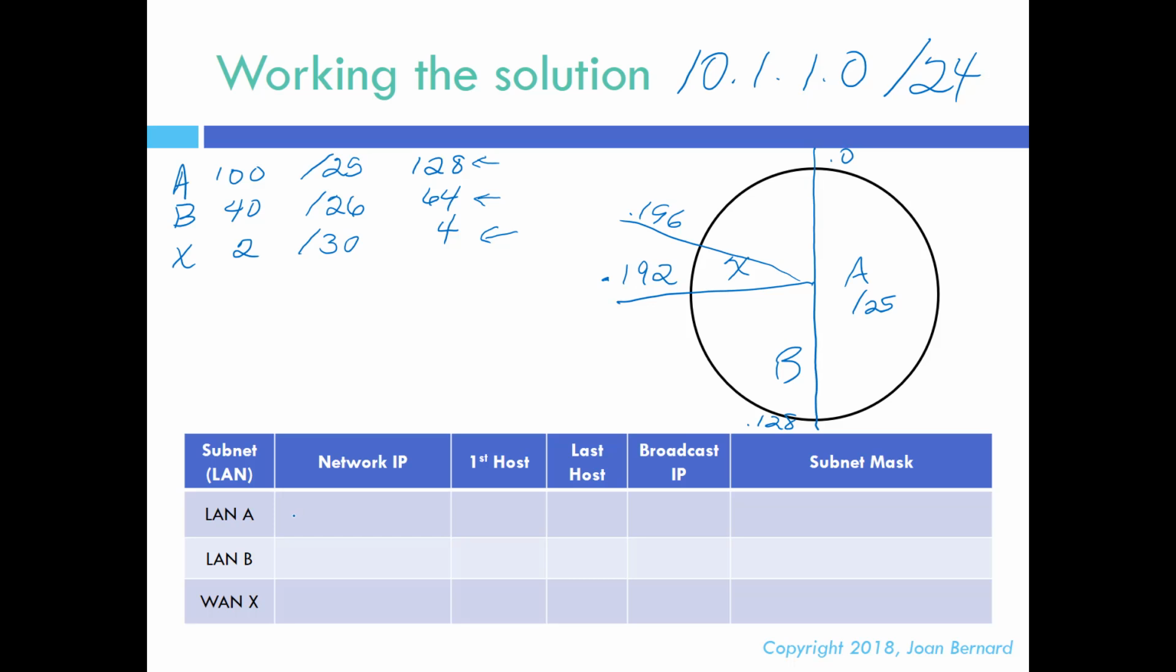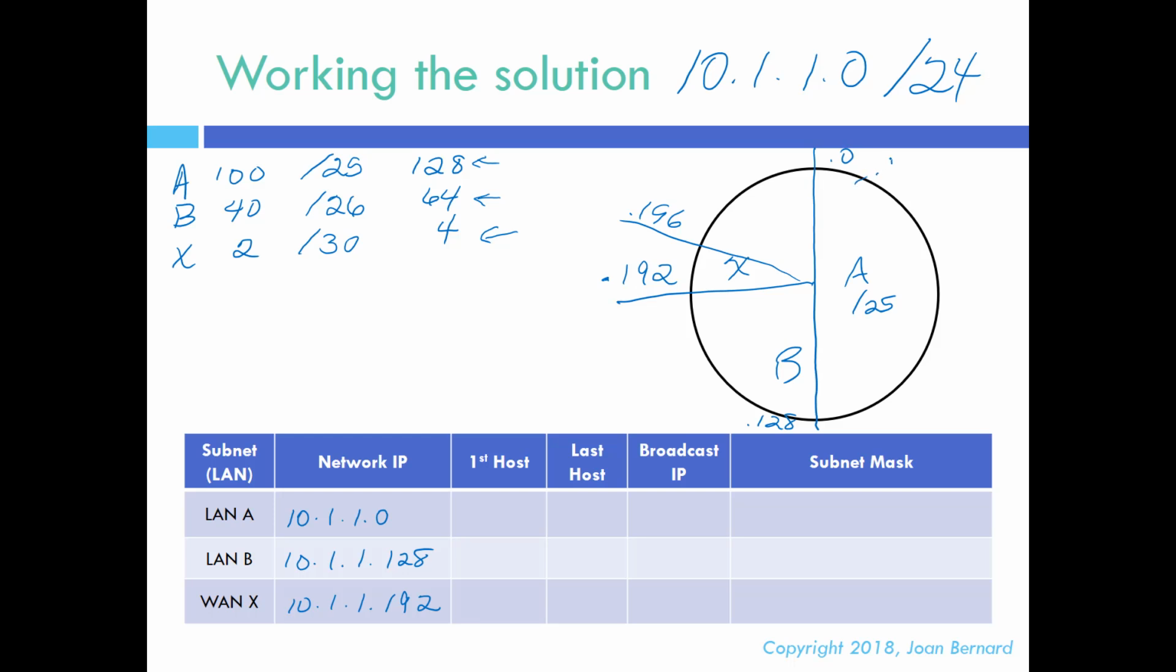So my network IP for LAN A is 10.1.1.0. My network IP for LAN B is 10.1.1.128. And my network IP for my WAN X is 10.1.1.192.